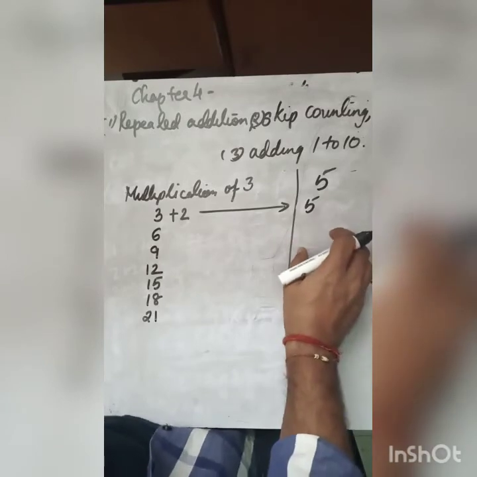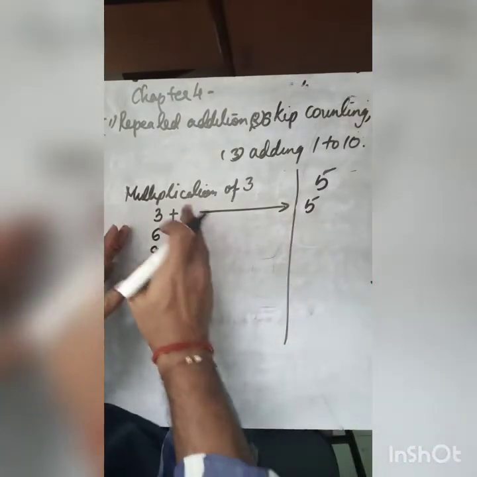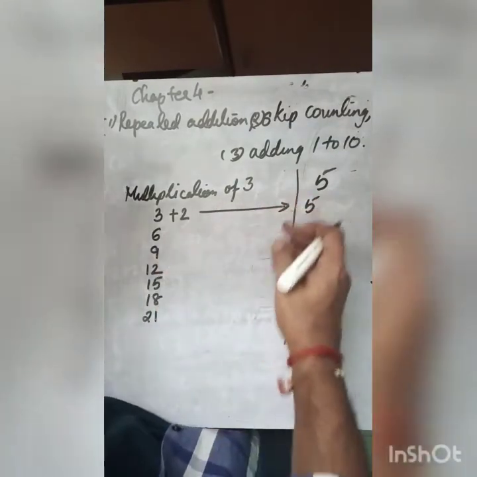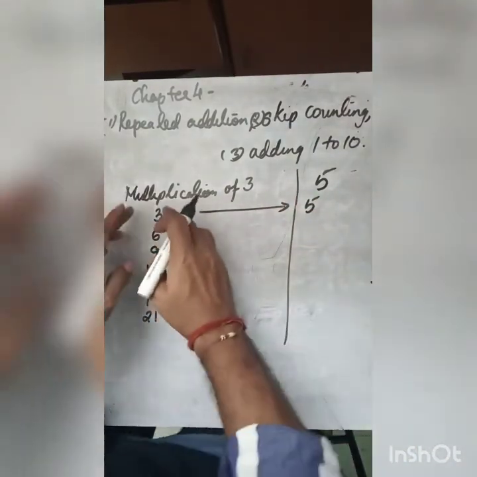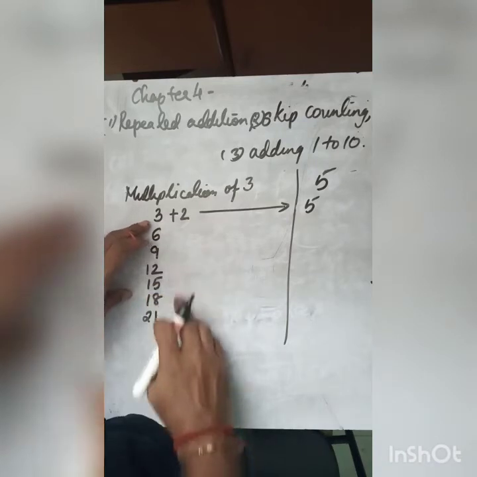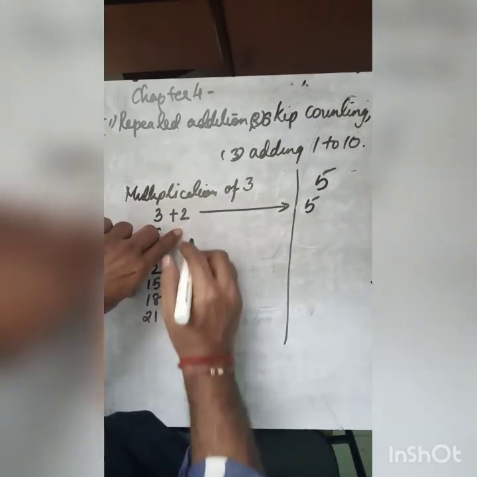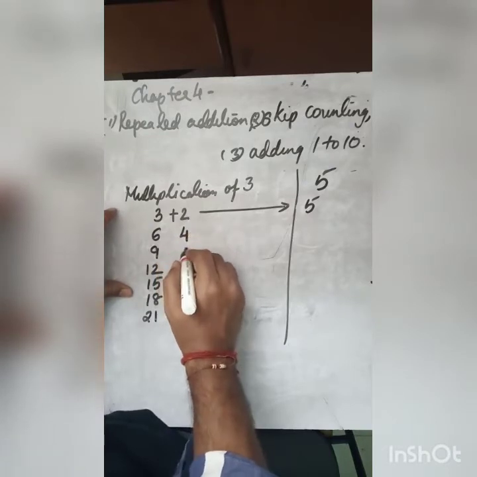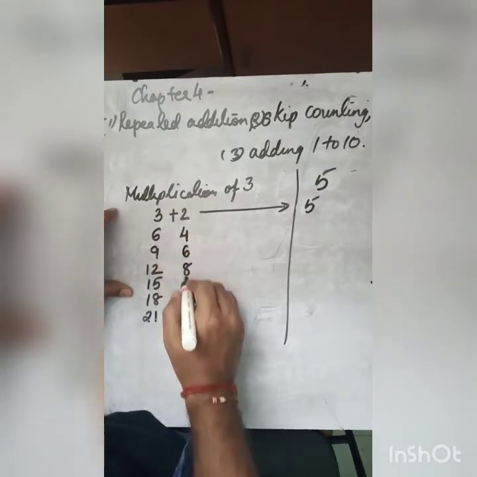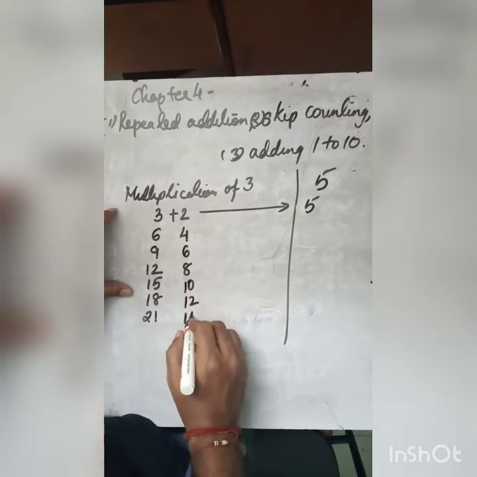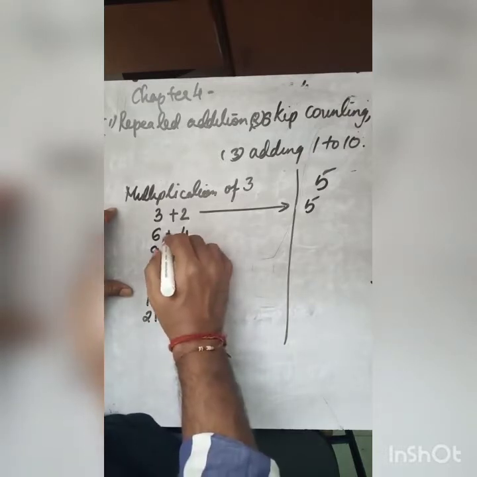Jo bhi table chahiye, we are going to add up the number here to get the table. Agar suppose yahan pe 8 hota, it would have been 3 plus 5. Clear? Now see, yahan pe kaunsa table aayega? 3. Aur yahan pe kaunsa table aayega? Jab maine first number 2 liya, I'll continue with the table of 2. 2 2s are 4, 2 3s are 6, 2 4s are 8, 2 5s are 10, 2 6s are 12, 2 7s are 14.